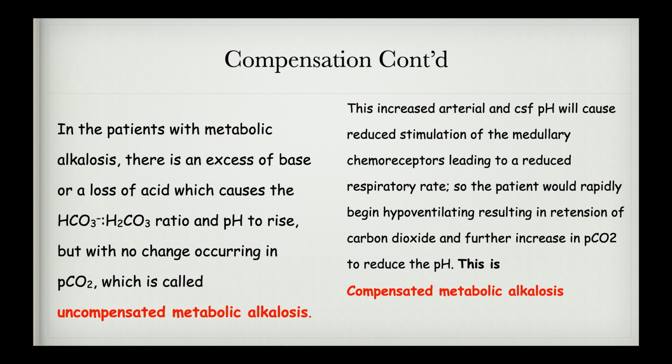Now, this increased arterial and cerebrospinal fluid pH will cause a reduced stimulation of the medullary chemoreceptors. This will lead to a reduced respiratory rate, and so the patient would rapidly begin hypoventilating, resulting in retention of carbon dioxide and a further increase in carbon dioxide to reduce the pH. This is what we refer to as compensated metabolic alkalosis.